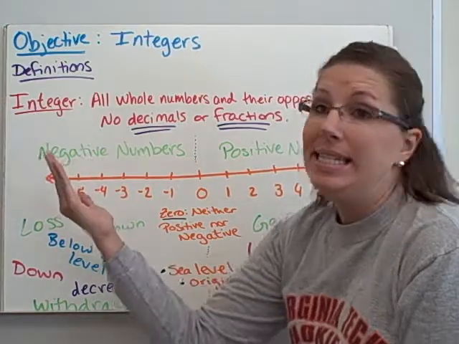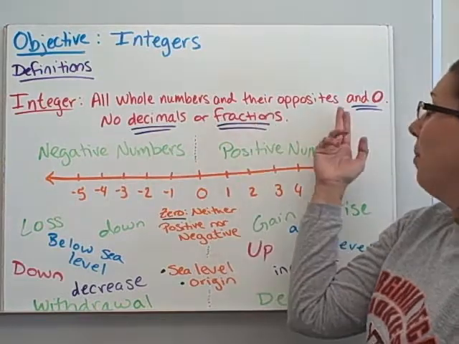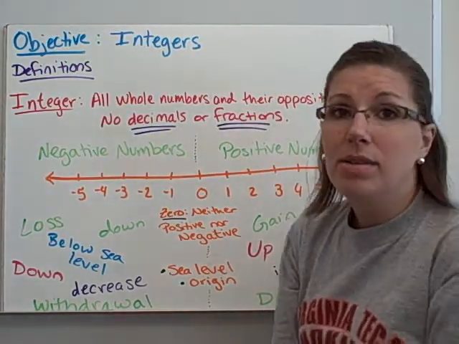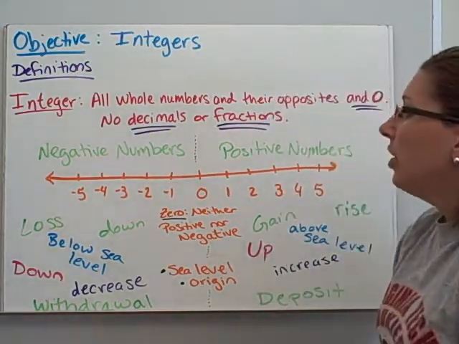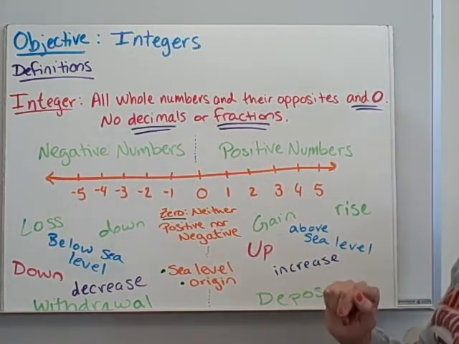Today we're going to talk about integers. So first of all, what is an integer? An integer is a whole number and its opposite. And 0 is also an integer. So integers do not contain decimals or fractions.